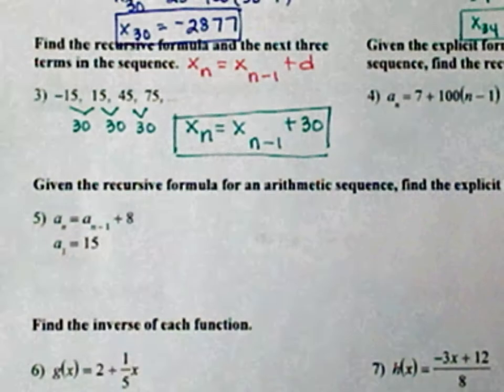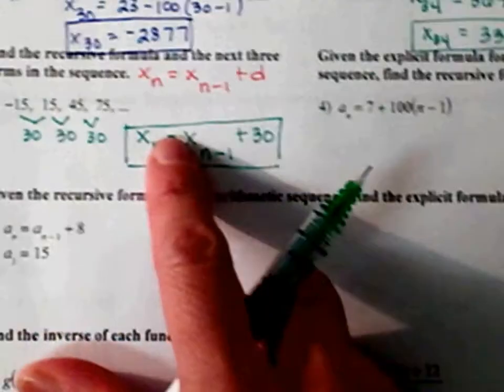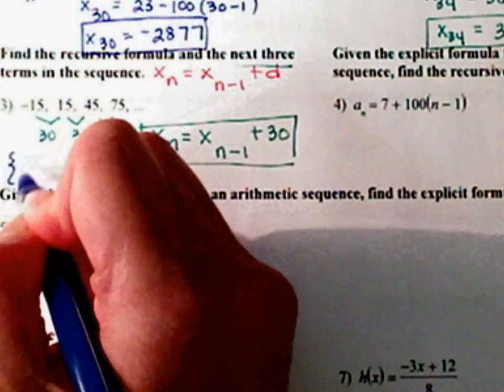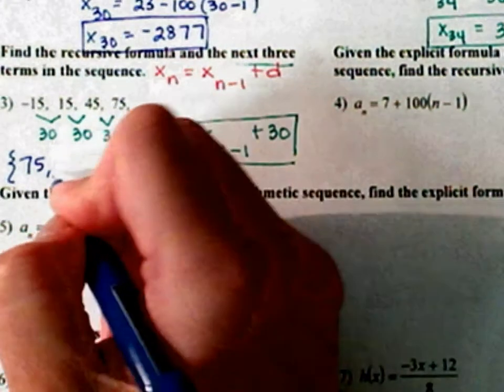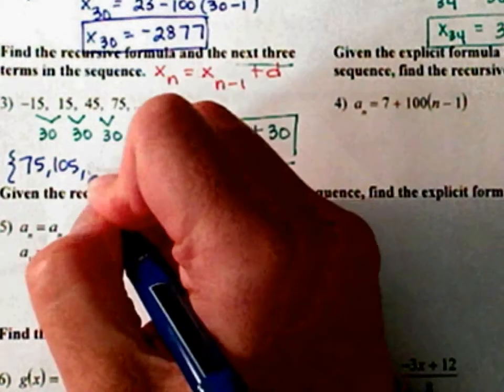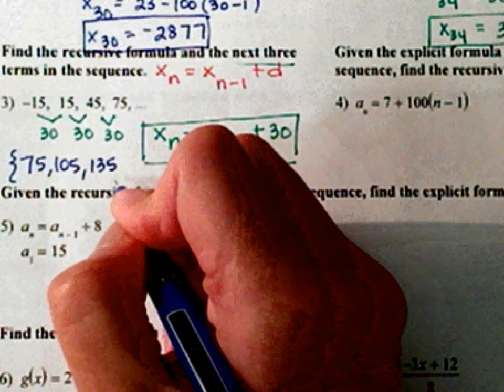All right. Number 4. Oh, I forgot to do the next 3 terms. You're supposed to find the next 3 terms. So let's go find them. That is 75 plus 30, 105 plus 30, 135 plus 30, and 165.